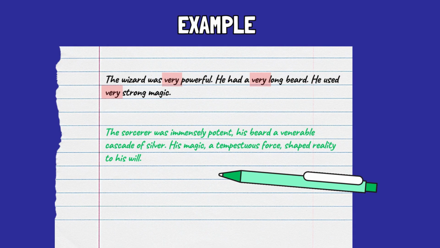The excessive use of very dilutes the impact of the descriptions. Commonly overused words in novels include very, really, just, suddenly, and always. While they might seem harmless, they can accumulate to hinder the overall quality of your writing.